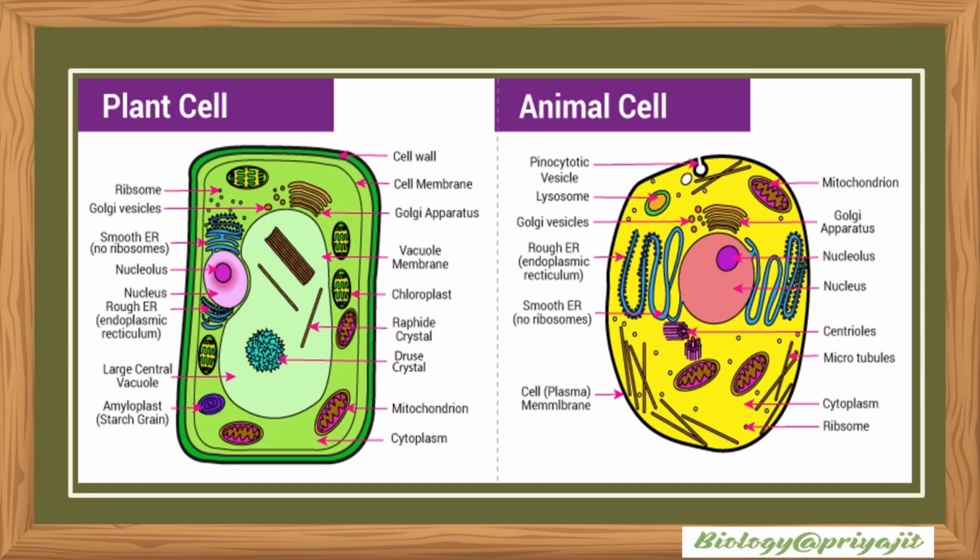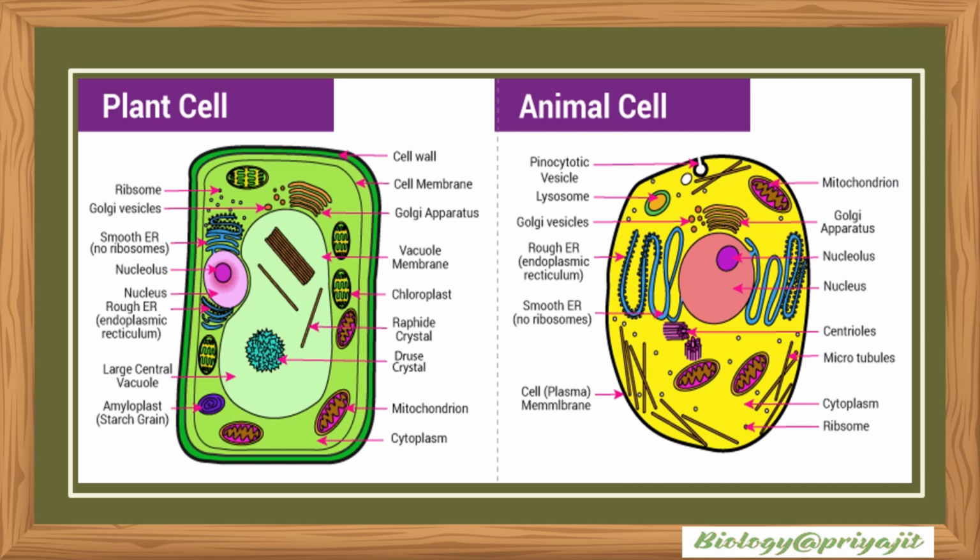There is a labelled diagram of both plant cell and animal cell. Plant cells have ribosome, Golgi vesicle, smooth endoplasmic reticulum where no ribosome is present, nucleus, rough endoplasmic reticulum where ribosomes are present on the surface, large central vacuole, amyloplast. Cell wall is an essential feature of plant cell which is absent in animal cell. Then cell membrane, Golgi apparatus, vacuole, chloroplast, graphite crystal, Druse crystal, mitochondria, cytoplasm.